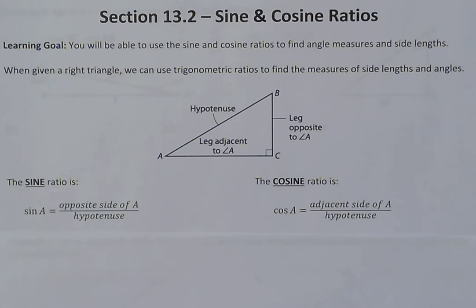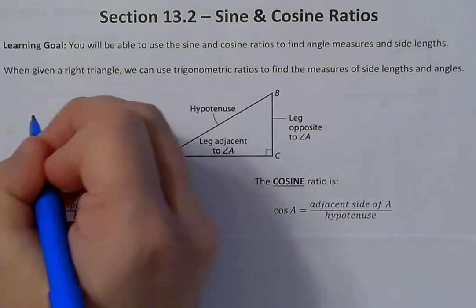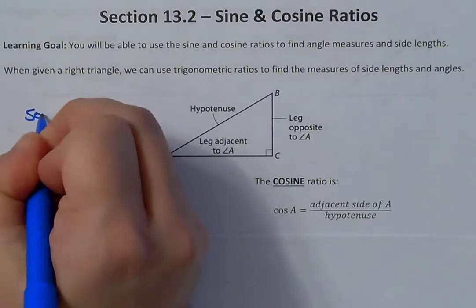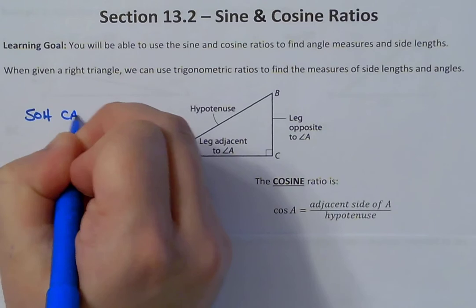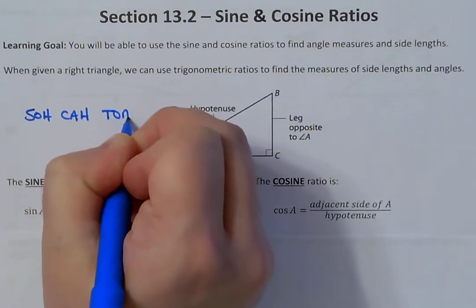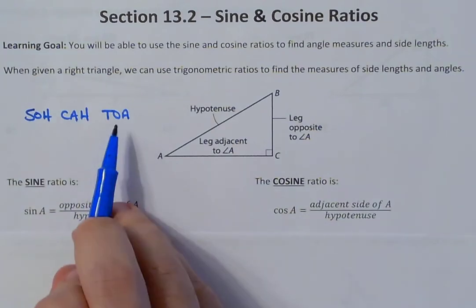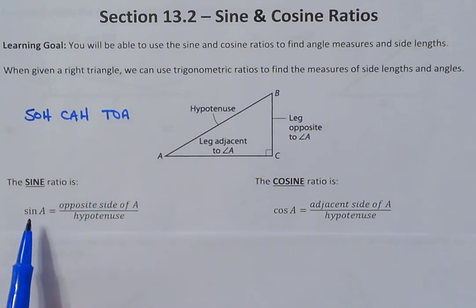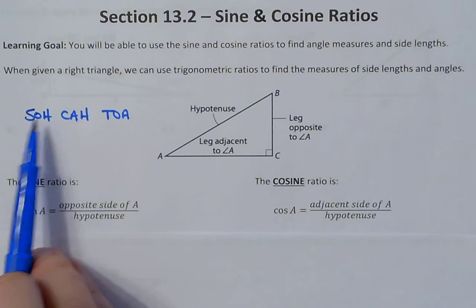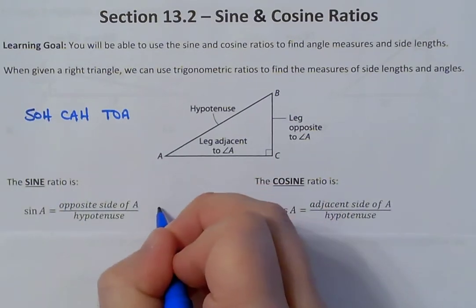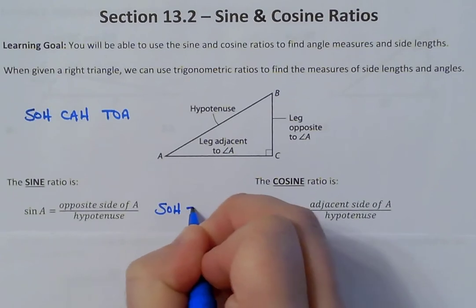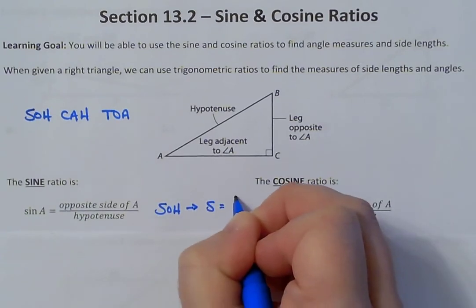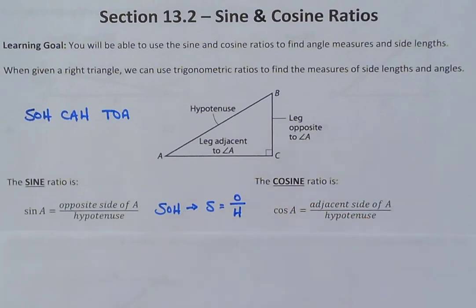So in the 13.1 notes, I talked about the mnemonic phrase SOHCAHTOA. And in the 13.1 notes, we talked about tangent, and how tangent is opposite over adjacent. So if we look at sine, the sine is opposite over hypotenuse, S-O-H. So that means SOH stands for sine is equal to the opposite over the hypotenuse.